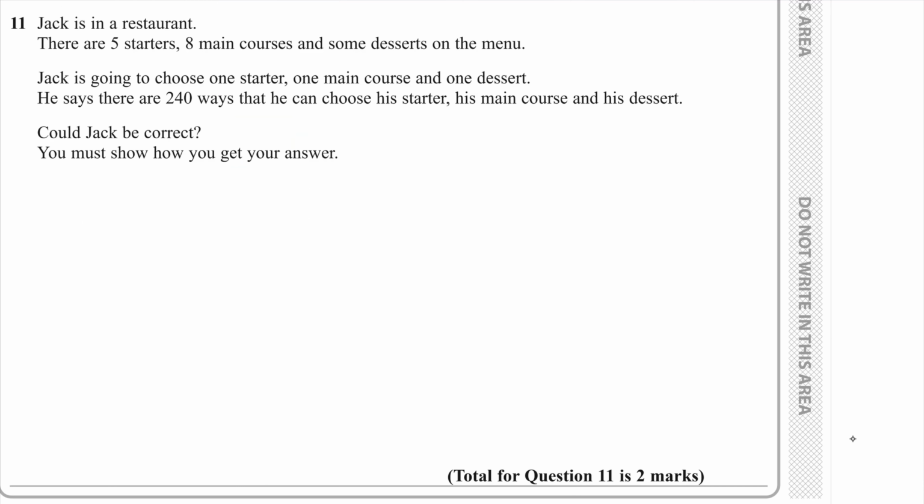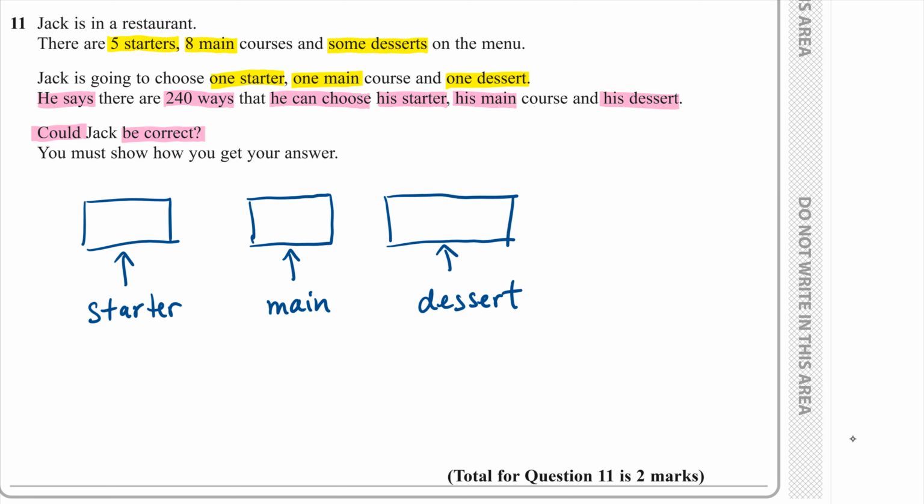Question 11. Jack is in a restaurant. There are 5 starters, 8 main courses, and some desserts on the menu. Jack is going to choose 1 starter, 1 main course, and 1 dessert. He says there are 240 ways that he can choose his starter, his main course, and his dessert. Could Jack be correct? You must show how you get your answer. We have a choice for a starter, for a main, and for a dessert. There are 5 starters on the menu. So there are 5 ways we can choose a starter.